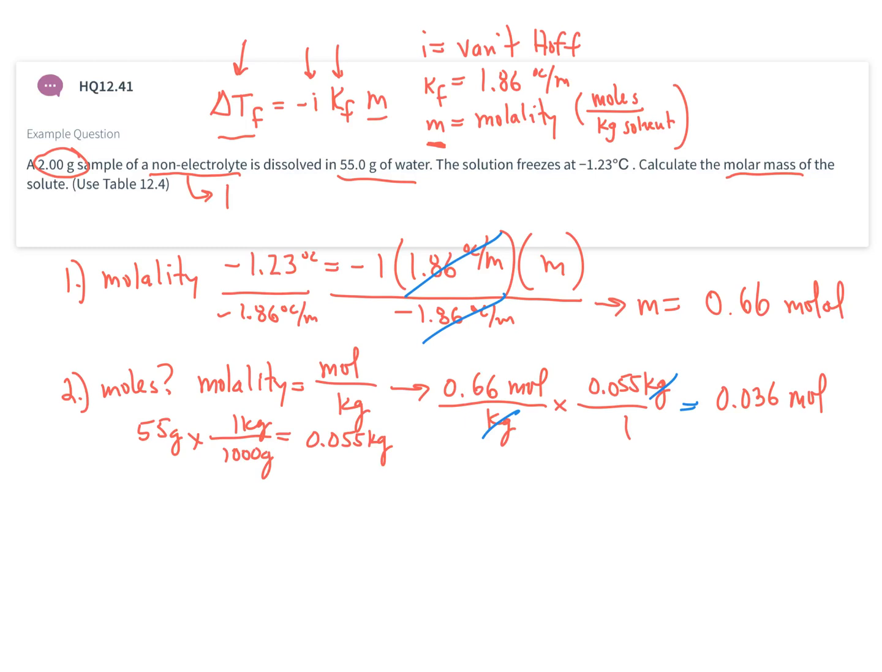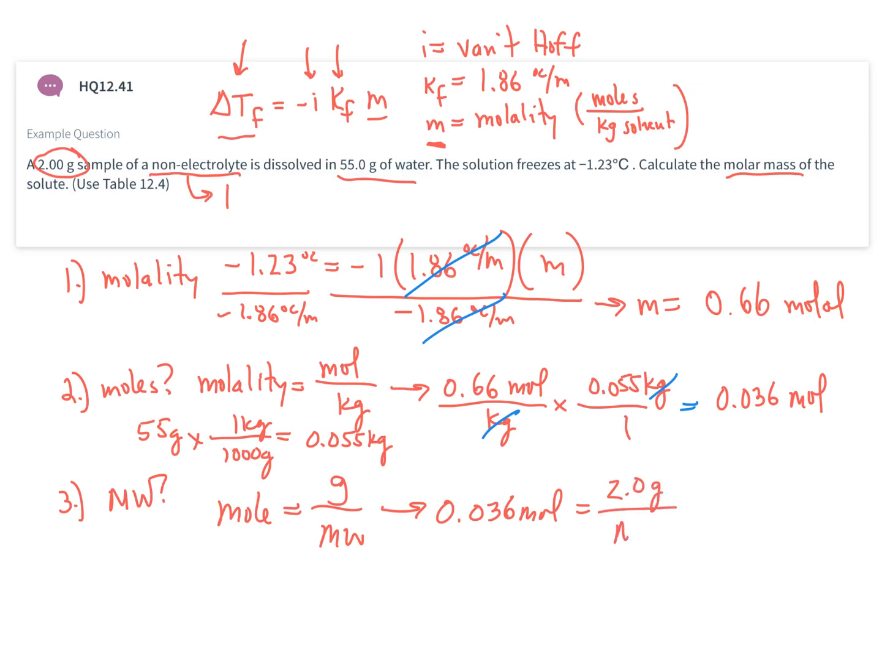Now that I have moles, I can do my last calculation. Right, what's the molecular weight? Well, I know moles equals grams over my molecular weight. So I have 0.036 moles, 2 grams of that sample. So that's divided by molecular weight. So multiply both sides by molecular weight and then divide by 0.036. And I find that the molecular weight of this sample should be approximately 55 grams per mole.